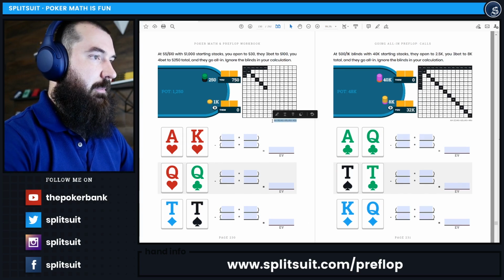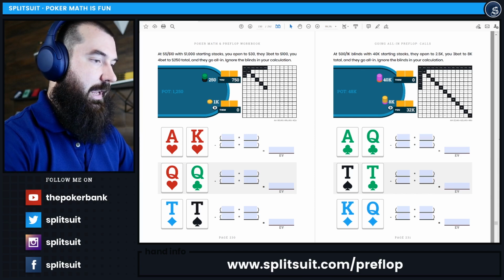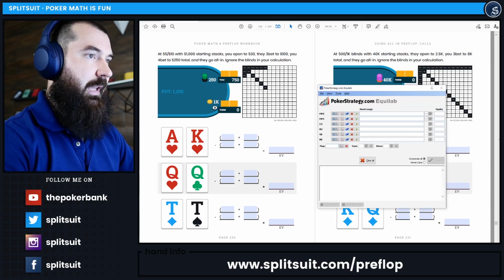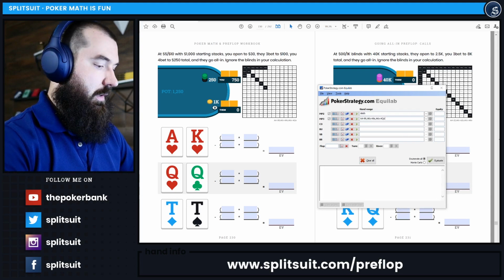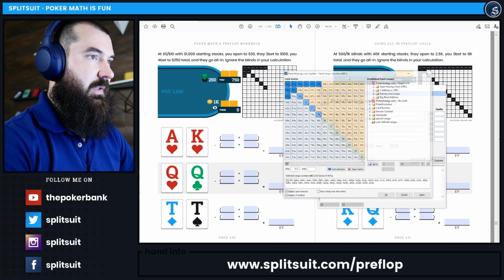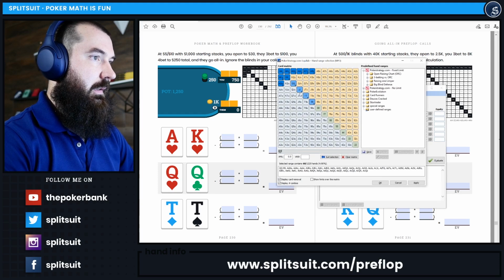We're going to start by copying the range that we think our opponent is shoving with. Open up Equilab, plug our hand in, ace of hearts, king of hearts. Going to paste in their range, and we can double check that. Nines plus, excellent.